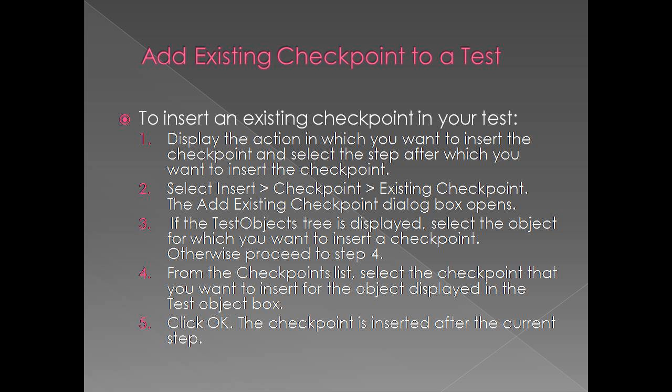The Add Existing Checkpoint dialog box opens. 3. If the test object's tree is displayed, select the object for which you want to insert a checkpoint. Otherwise, proceed to step 4. 4. From the checkpoints list, select the checkpoint that you want to insert for the object displayed in the test object box. 5. Click OK. The checkpoint is inserted after the current step.